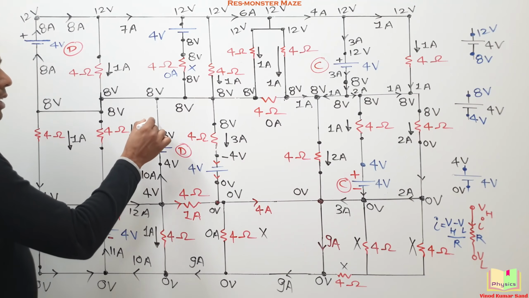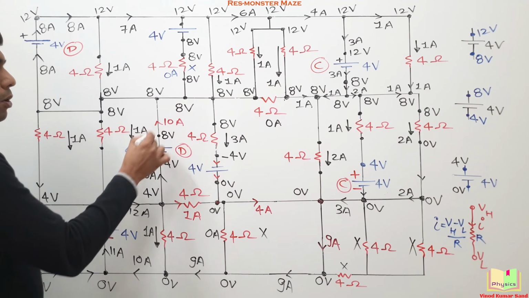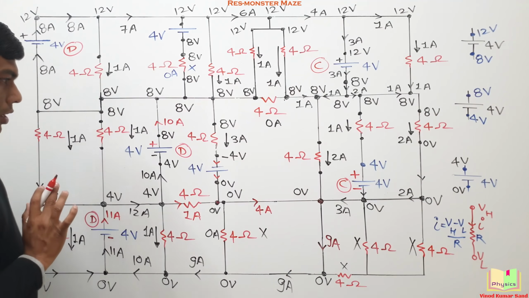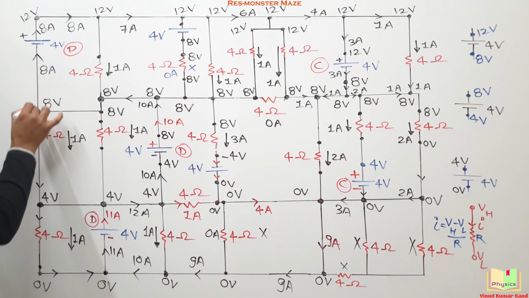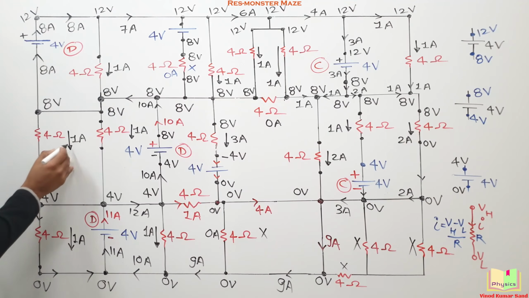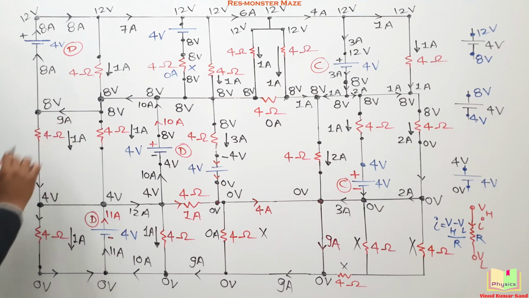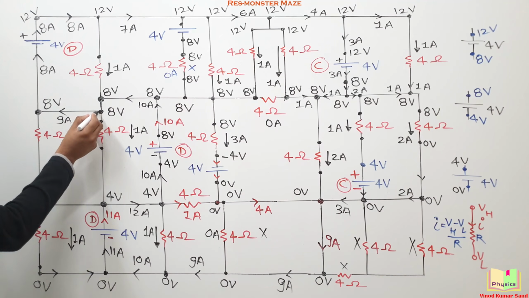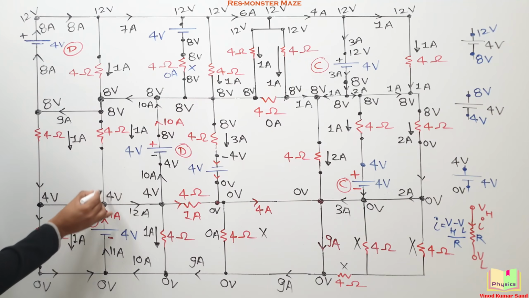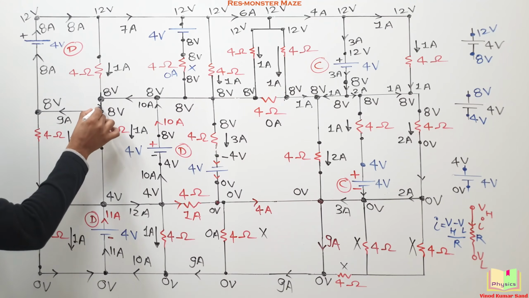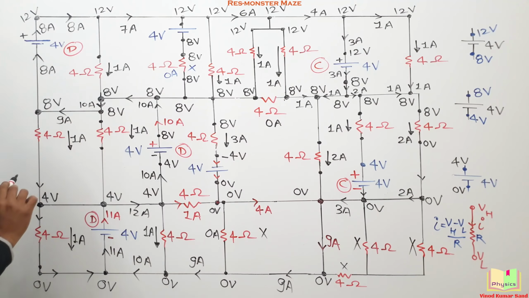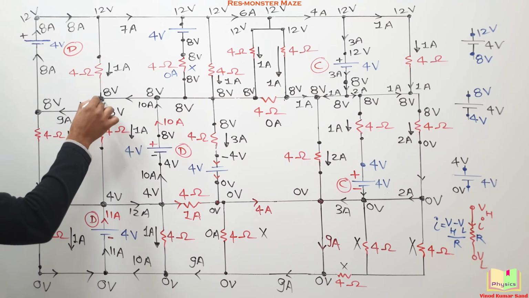Okay. This 10 ampere current will leave the positive terminal of this battery, and the 10 ampere current will reach here. For this point, the outgoing is 8 ampere and this outgoing is 1 ampere. It means this incoming should be 9 ampere. Do you agree? Now focus on this junction. This outgoing is 9 ampere. This is 1 ampere. It means the current here should be 10 ampere. Do you agree?